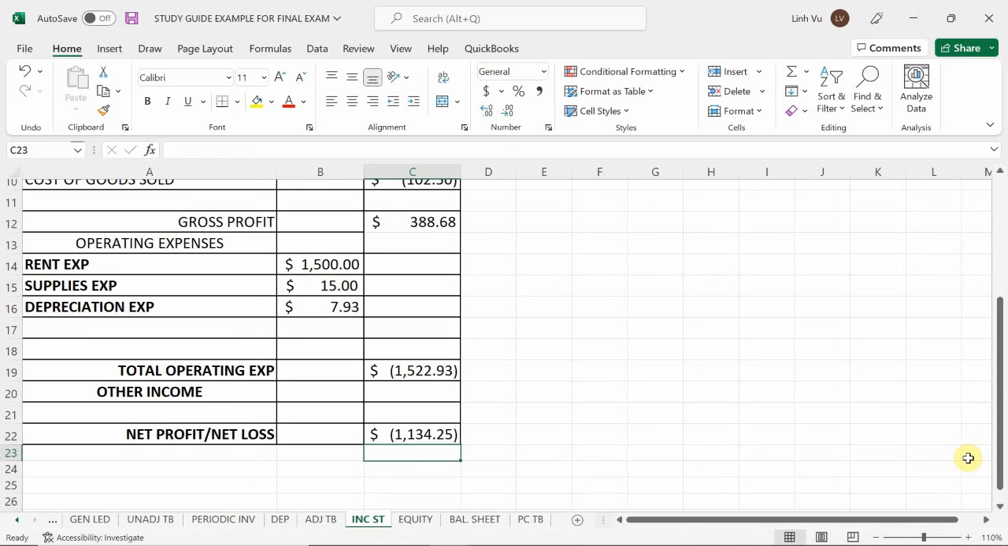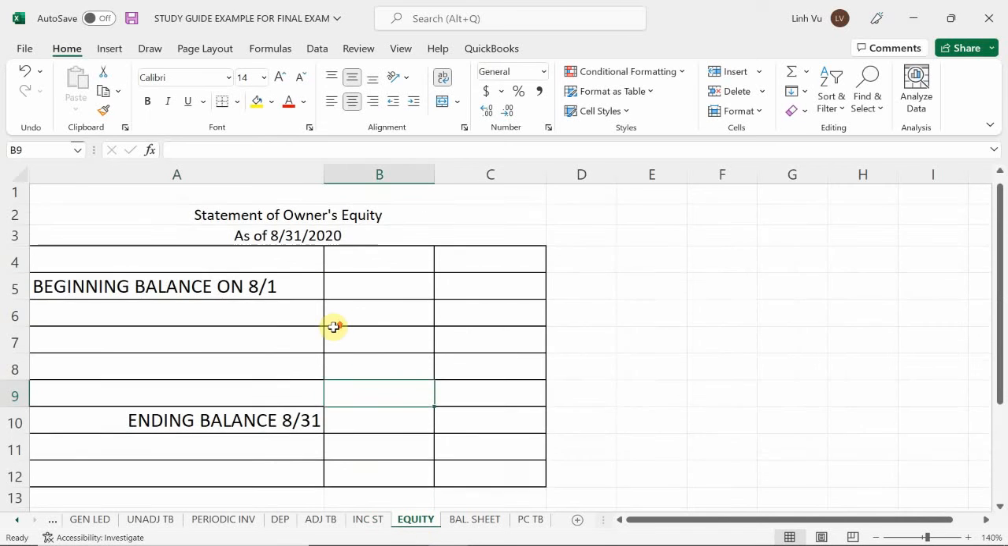Now, what happens to a net loss? Who pays for it? We do. We as in the owner, or we as in the company? The owner's not going to pay $1,134. Who is going to? The company is. So therefore, I need to carry this number into my equity, right? So I need to determine what the value of my equity is.